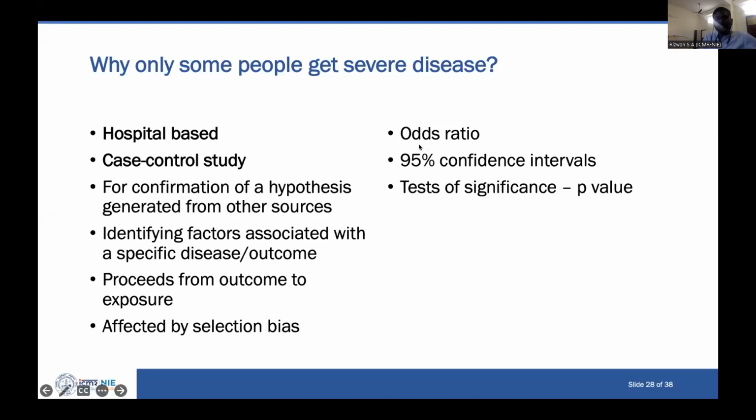Here we calculate something known as odds ratio with 95% confidence intervals, and we can get p-value for comparison using test of significance. You must have noticed in cohort studies, we get relative risk, but in case control studies, we get something known as odds ratio.